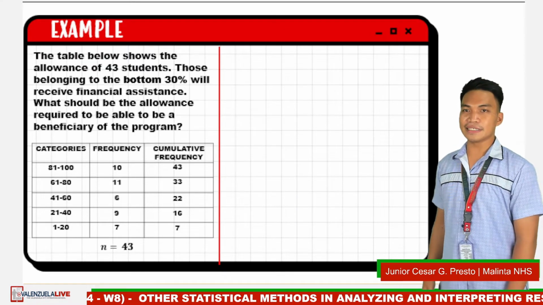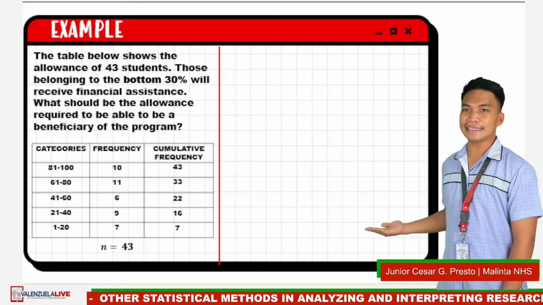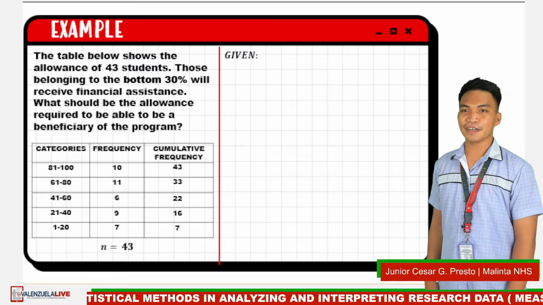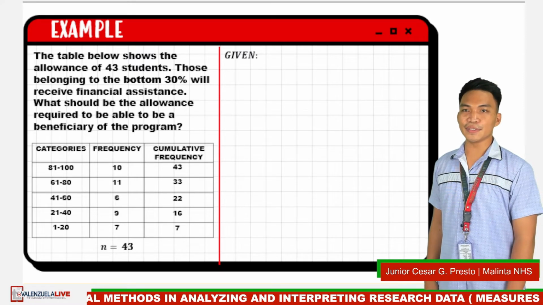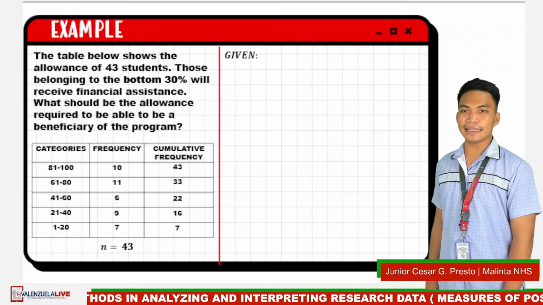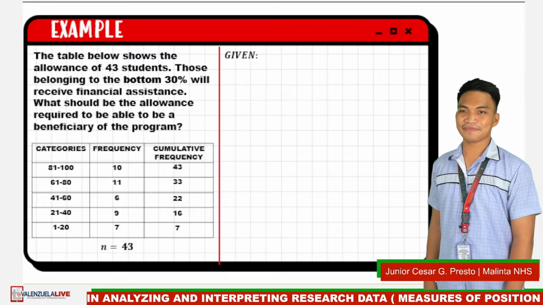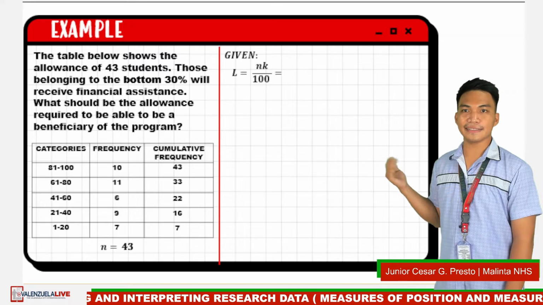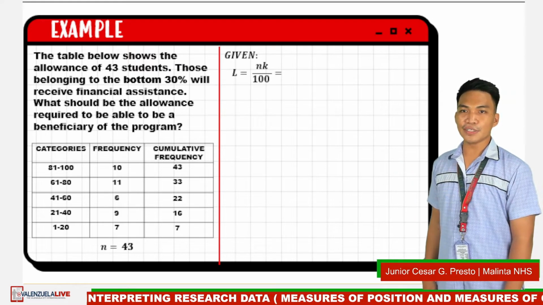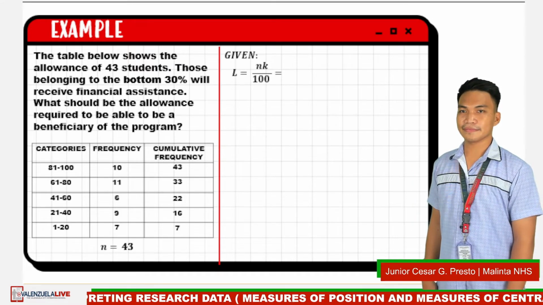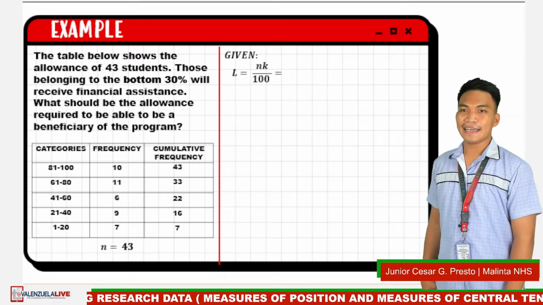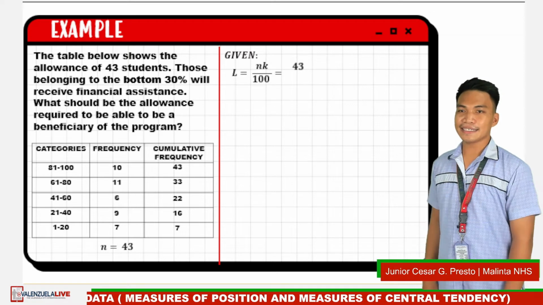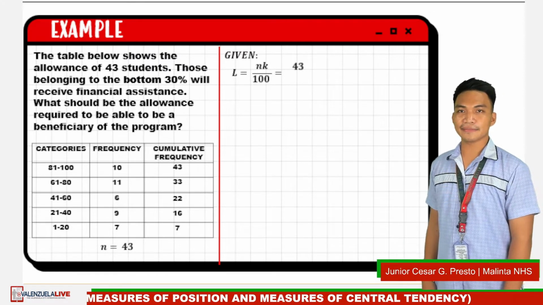Since the frequency distribution table is already complete, we can now start the process of solving the problem. For us to determine the values, we should begin with the locator formula. L equals n times k over 100. What is the value of our n? Good. N is 43. Next, what is the value of k?